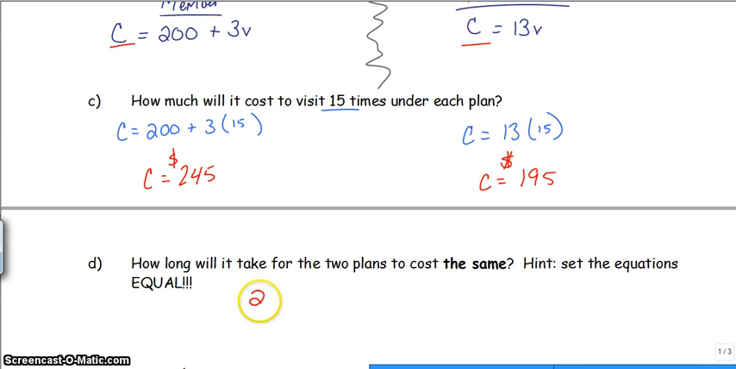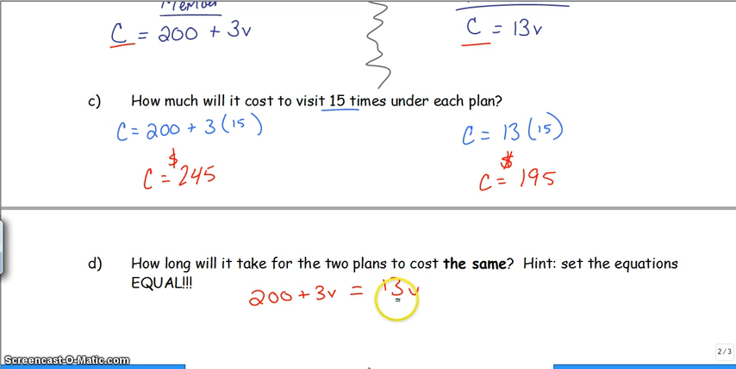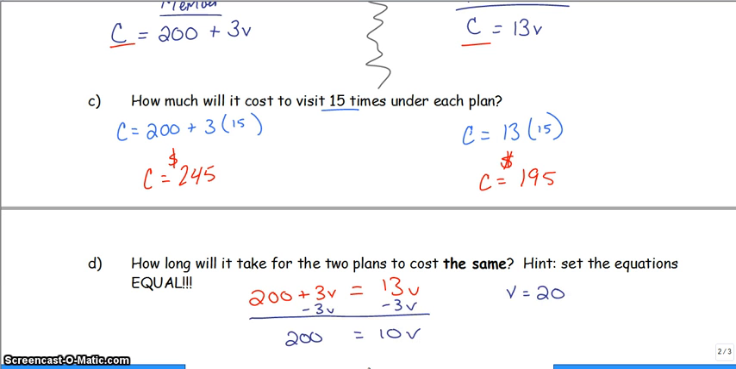So I take my 200 plus 3V when I become a member, and I want to know when that cost is the same as 13 times V, or the cost for being a non-member. Go ahead and press pause and solve this. Remember, we have a variable on both sides. You want to move the smaller variable term first. Okay, good job. Hopefully we all got V equals 20.